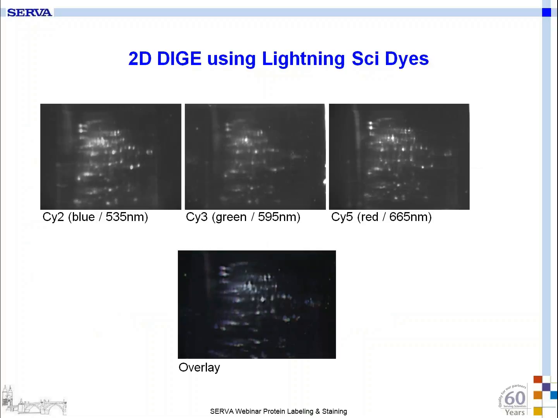Here are pictures we took of our dyes. Oh, I see there's a typing error. Of course, this should not be SciDye, it should be SciDye. So here is the blue picture, the green, the red. It's done with a black and white picture, so you don't have colors, but we put them into false colors afterwards and made the overlay.